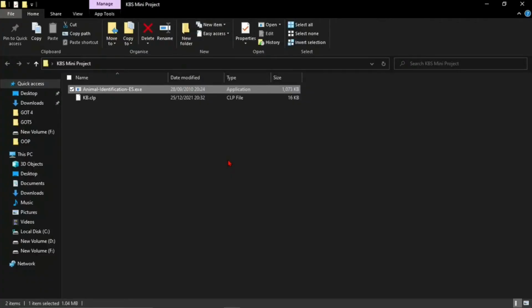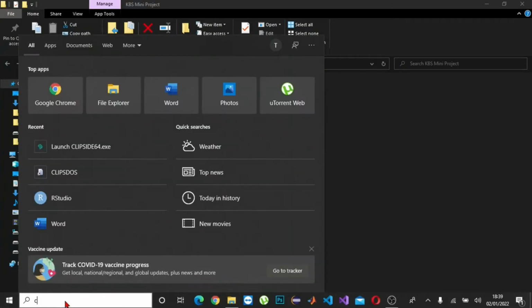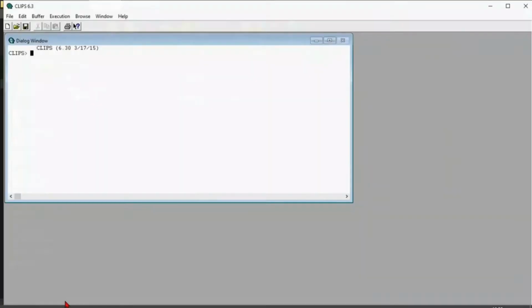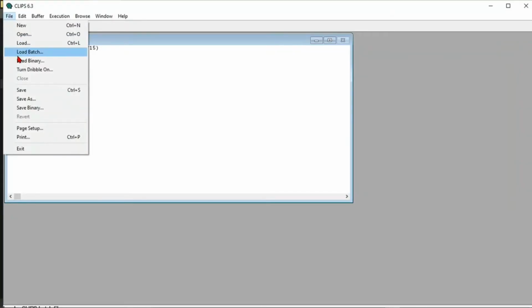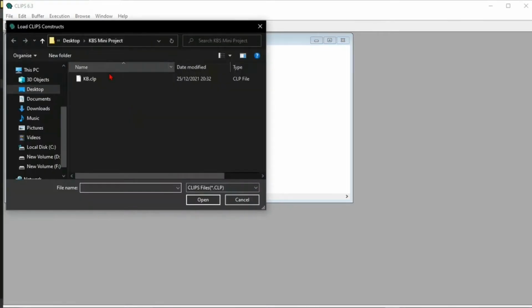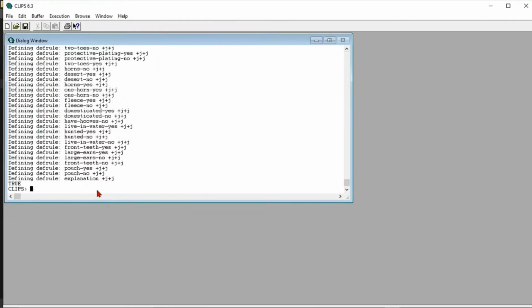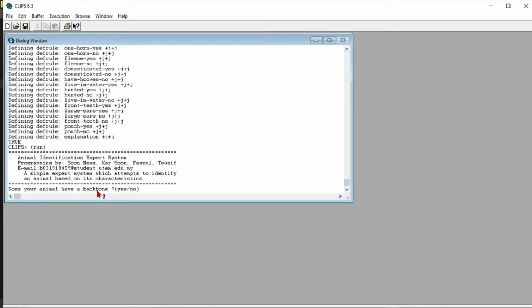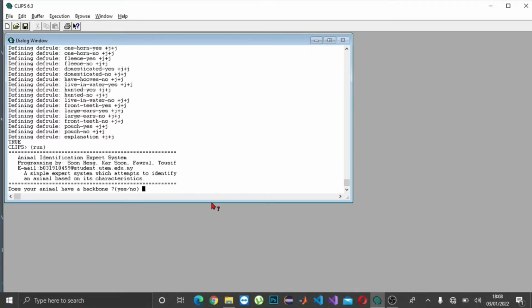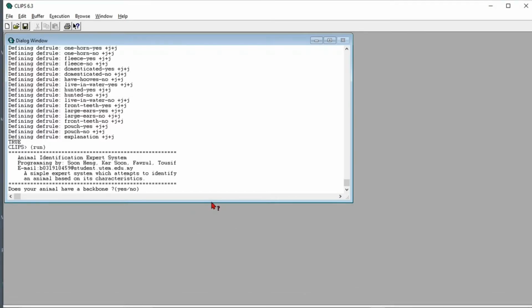I'm going to show you the demo of our knowledge based system mini project. For that, I'm opening the CLIPS IDE and loading our code. We successfully loaded it. Now I'll run this code. It successfully ran. For demonstration, I'll run it in the exe file.